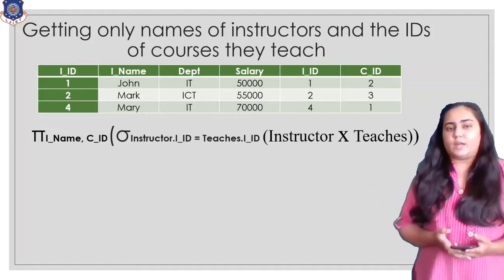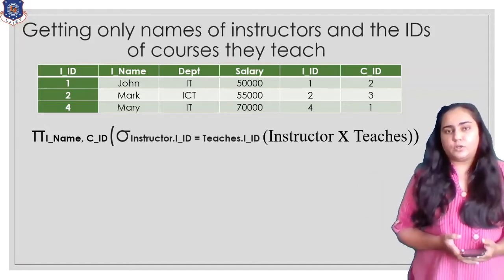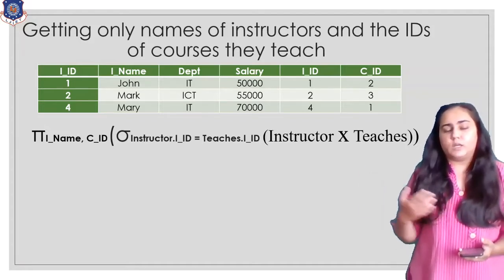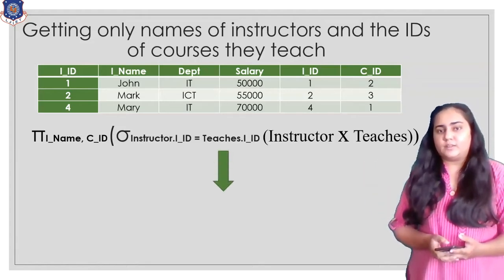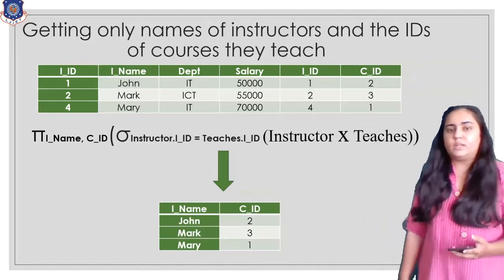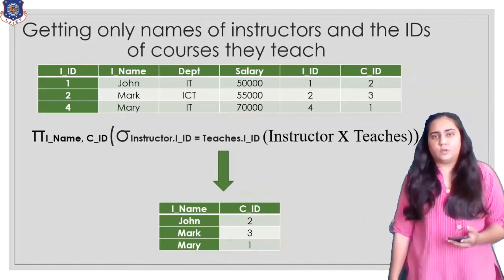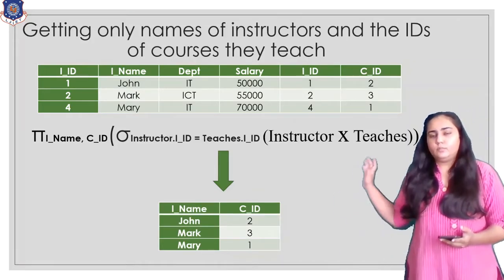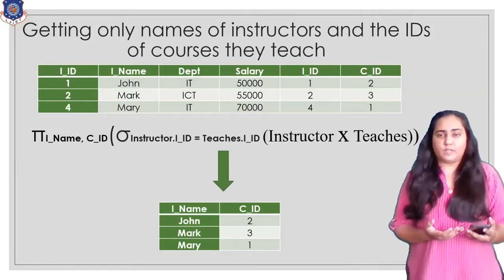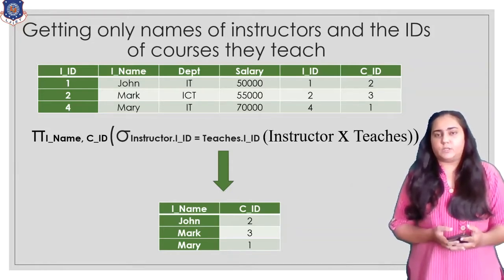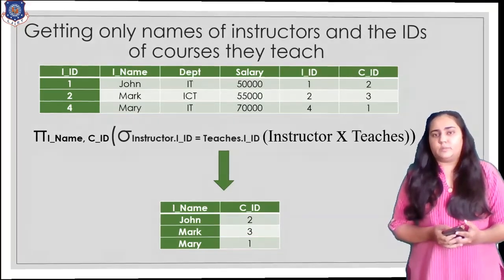And once I get that, then I can simply fetch whatever I need from there, which is INAME and CID, and that's what I will get as a result, only names and IDs of courses. So this is how you can make use of Cartesian product to fetch some meaningful information. Let's go a little bit deeper into it.